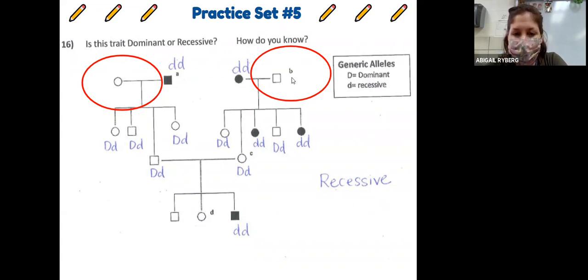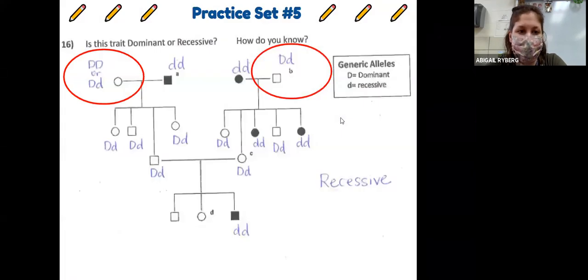Over here, this dad, we do know him. We know that he doesn't have it, so he'll have to have a big D. But they have 2 children that are little d, little d. And these children had to have gotten a little d from each parent. So now we know that he is heterozygous.